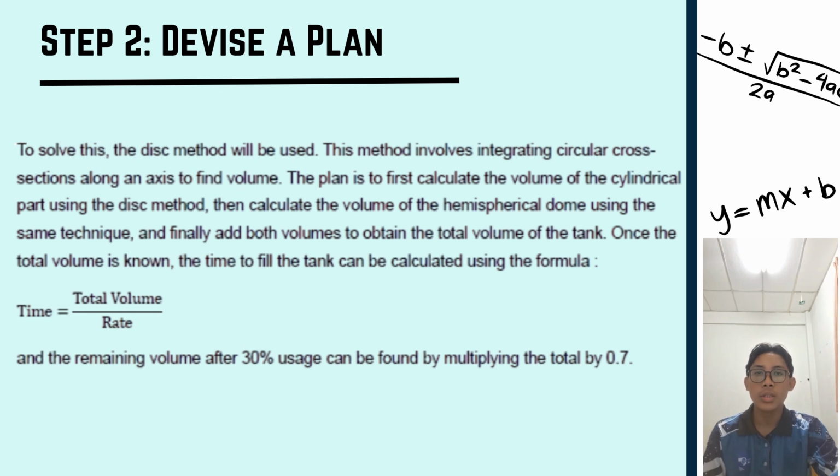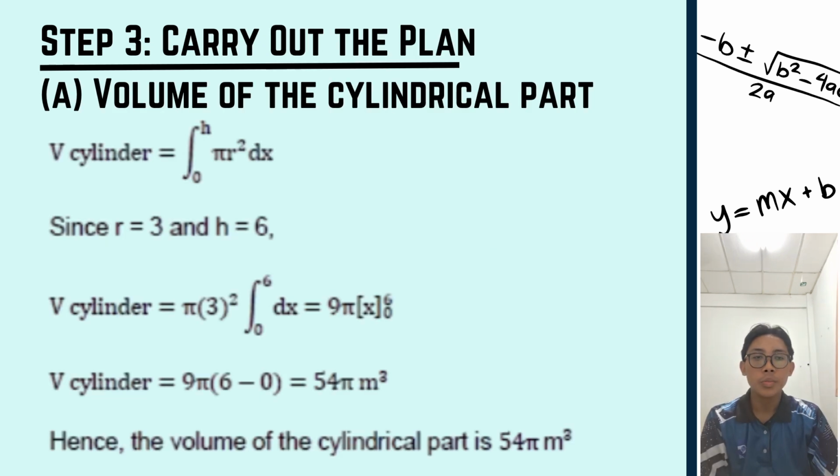Step 2, we need to devise a plan. To solve this, I use this method, which finds volume by integrating circular cross-sections. My plan was simple. First, find the volume of the cylinder, then find the volume of the hemisphere, and add both volumes to get the total, convert it into liters, and then calculate the time and remaining water.